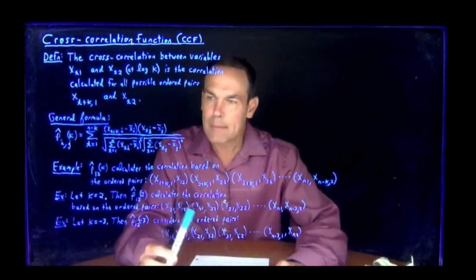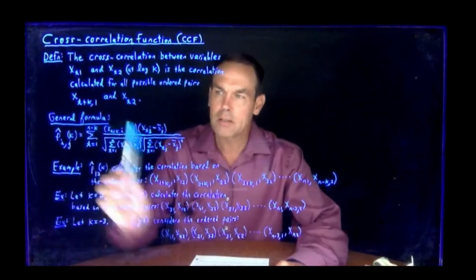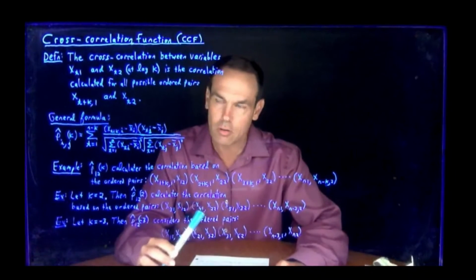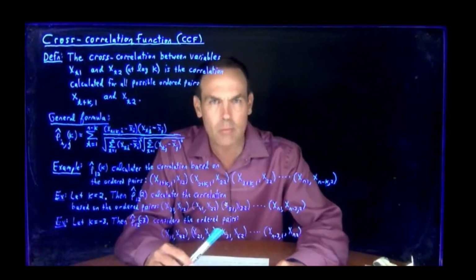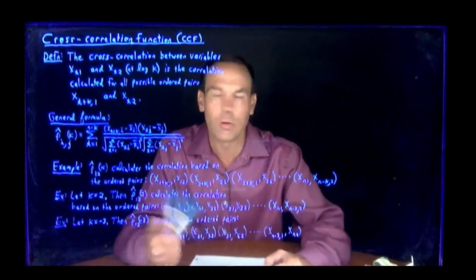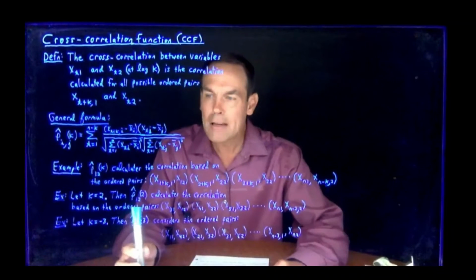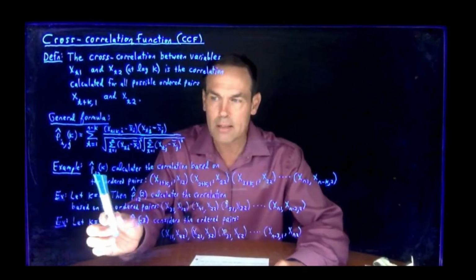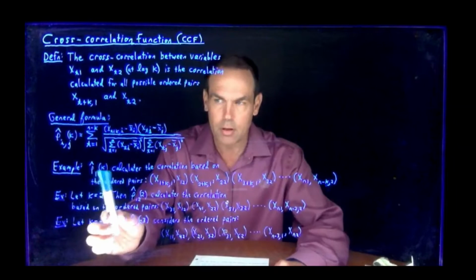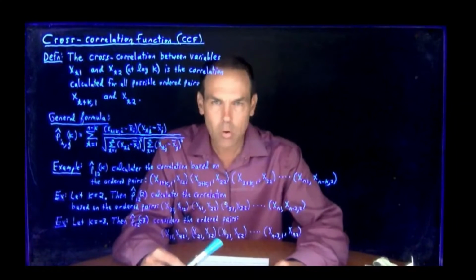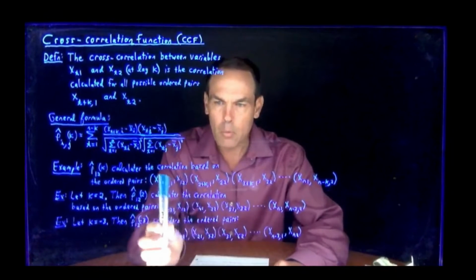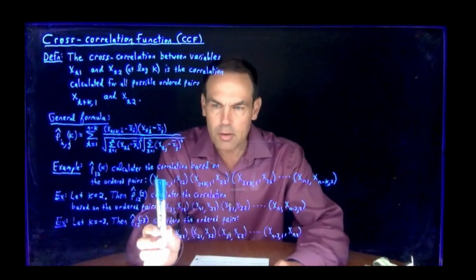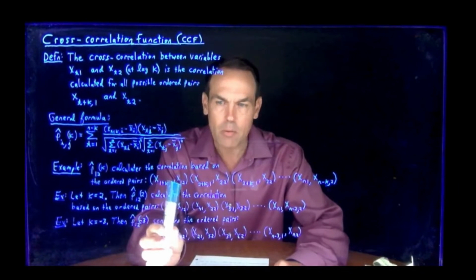Okay, so here's an example. Let's use this crazy looking general formula and see if we can plug in some numbers and make things a little more clear. So rho hat of 1, 2 of k, remember that's variable 1, variable 2, calculates the correlation coefficient based on a bunch of ordered pairs, and here they are. Notice the form of this. Let's look at the second variable throughout.